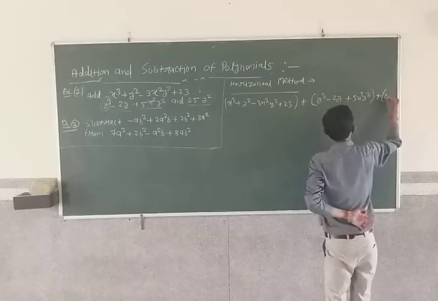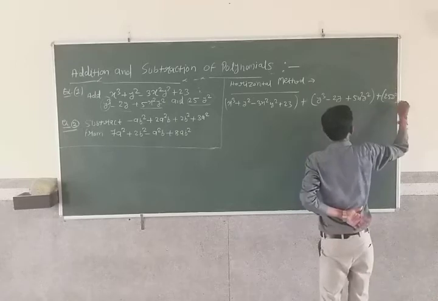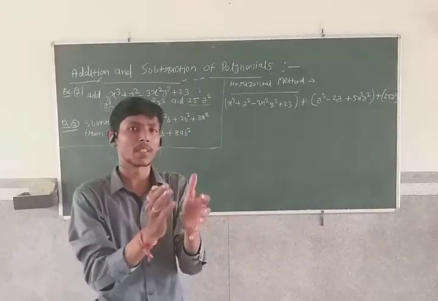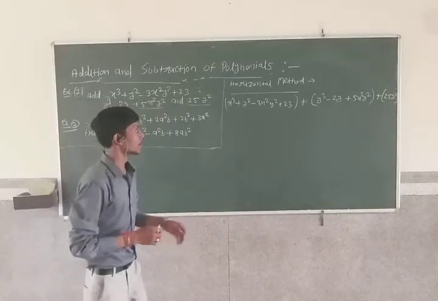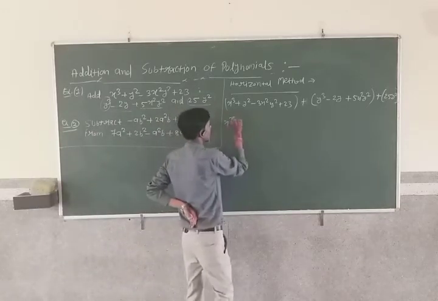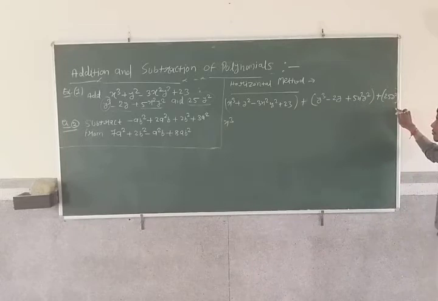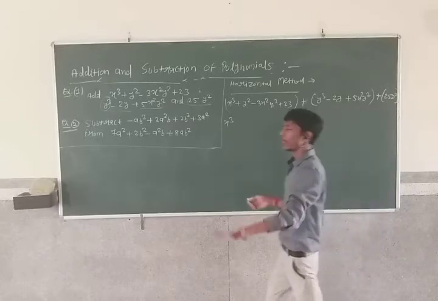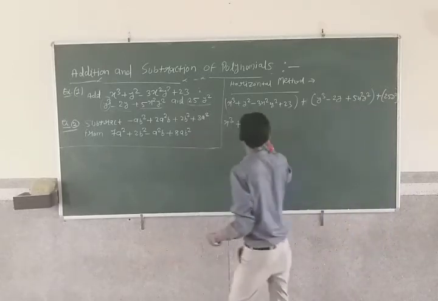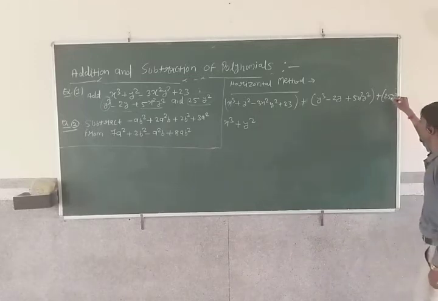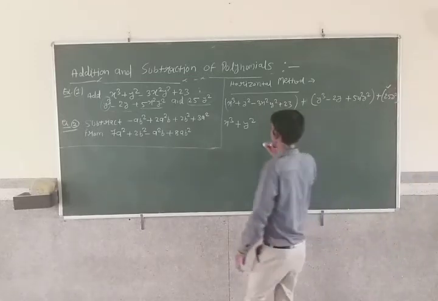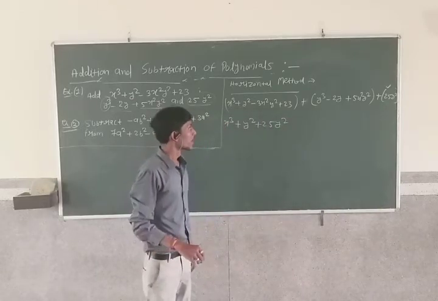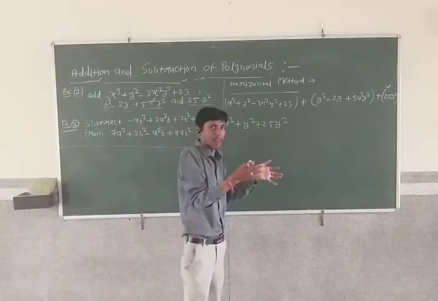Then again I will write plus 25y squared. Okay. Now I will combine all the like terms. I will write all the like terms with the other like terms. The first term is x cube. Is there any other term having variable x cube? No. We don't have any other term having variable x cube. So leave. Then the second term is y square. Is there any other term having variable y square? Yes. So this is 25y square. I will write it together with the term y square.